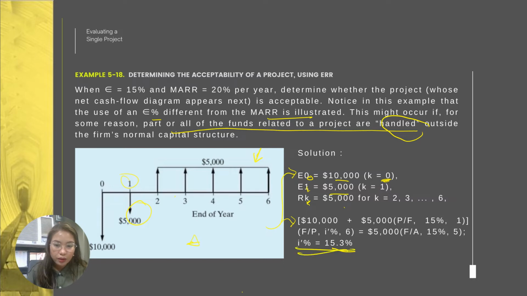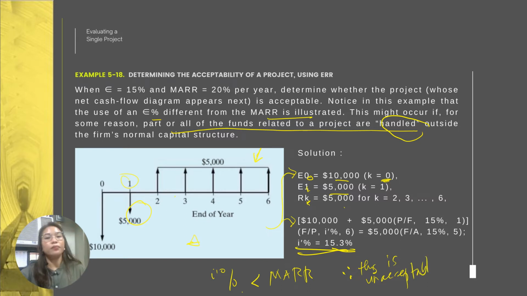Now, I prime percent is less than the MARR of 20%. The MARR is 20%, and we got 15.3%. Therefore, what would be your conclusion? This project would be unacceptable according to the ERR method. Okay, next.